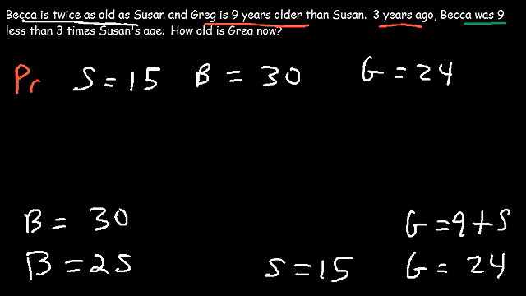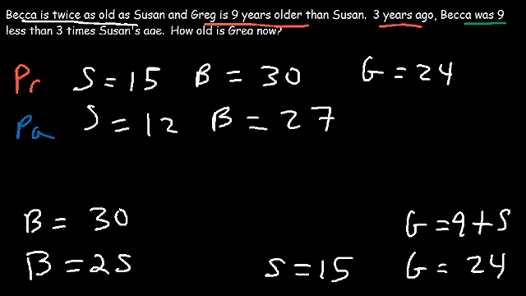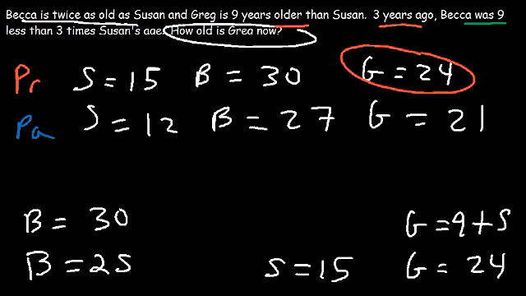Now, in the past, 3 years ago, Susan is going to be 12 years old. Becca is 27, and Greg is 21. So now that we've listed the data on a table, now we can answer the question, how old is Greg now? So what is Greg's present age? At the present, Greg is 24. So this is the answer.